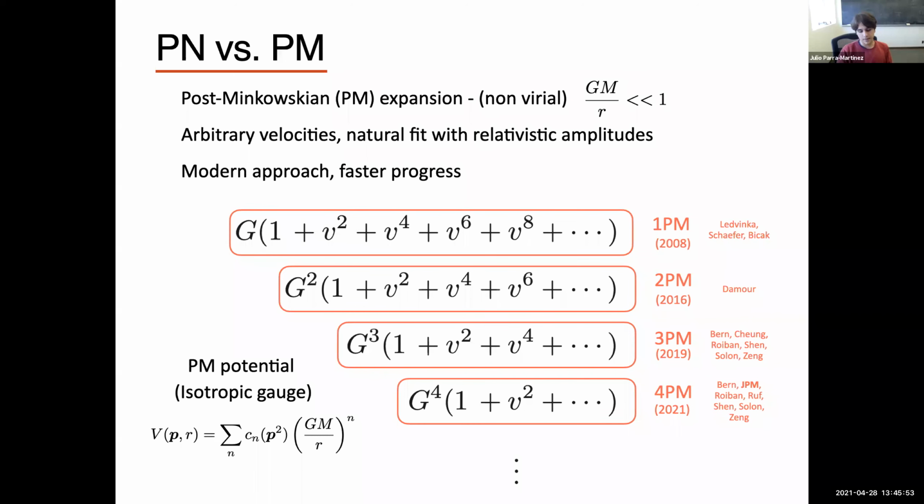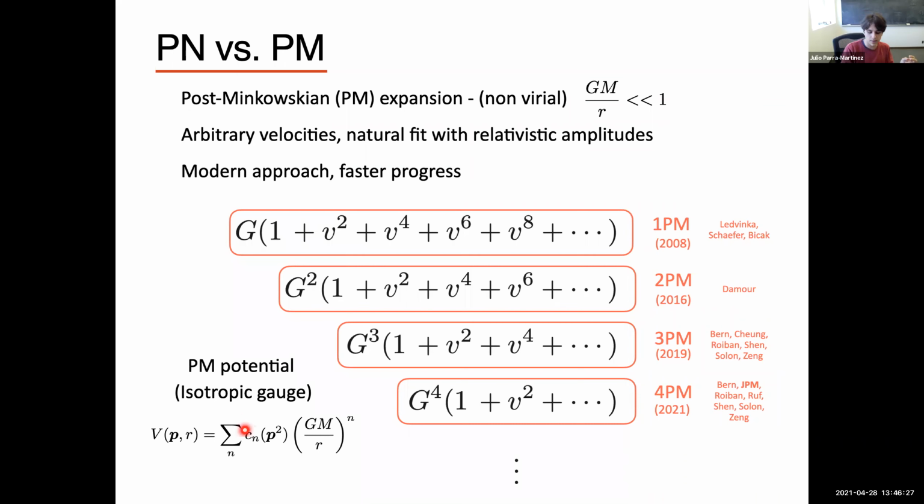For 1PM, I think there are older calculations, but the one presented in a modern form was in 2008, and 2PM has only been known since 2016. 3PM was a couple of years ago, and this year we presented most of the 4PM result. There's some missing part that has to do with time non-locality, but basically it's the most important part of the 4PM Hamiltonian. This is G to the fourth, which is equivalent to 3 loops in scattering amplitudes.